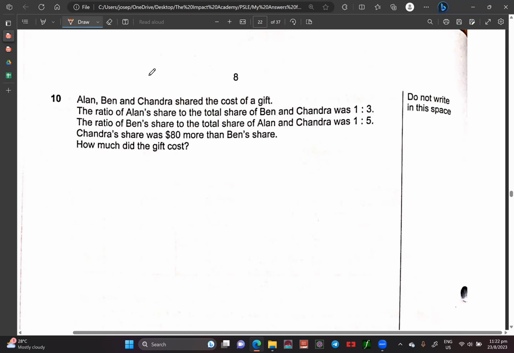So now let's take a look at question number 10. Over here, as you can see, it says that Alan, Ben, and Chandra shared the cost of a gift. Okay, whenever I see a question like that, I can automatically assume that this is a constant total. Okay, so why is that so? I will reveal to you in the next few sentences.